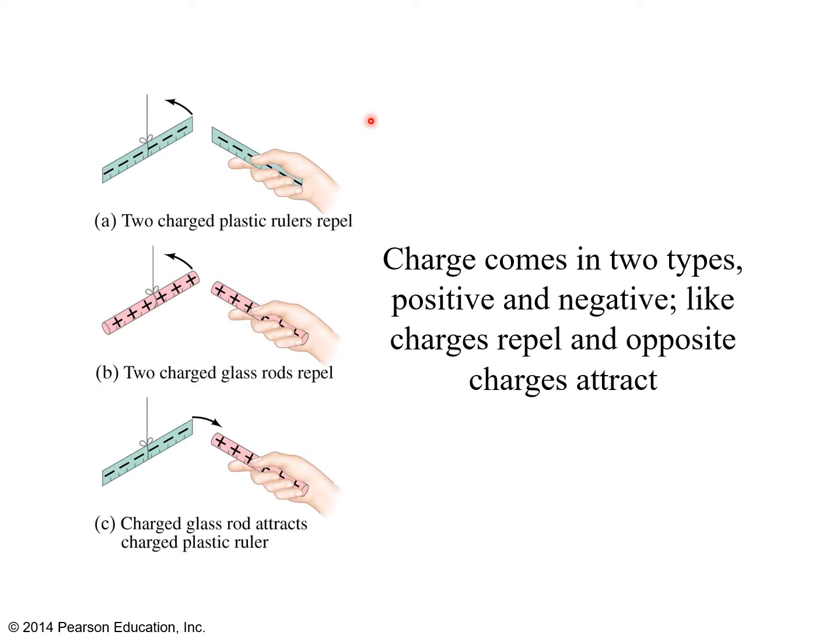Now, if we have two negatively charged objects and placed near to each other, the objects will repel each other. Similarly, if the two objects are positively charged and placed near to each other, they will also repel each other. However, if the two objects are storing different types of charges, one being negative, one being positive, then these two objects will attract each other.